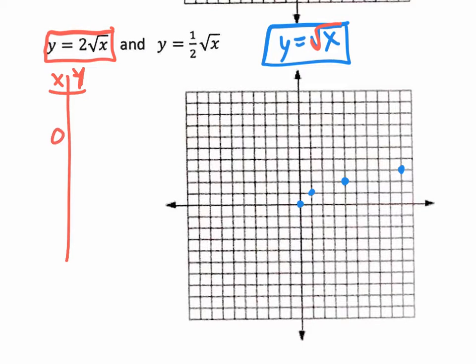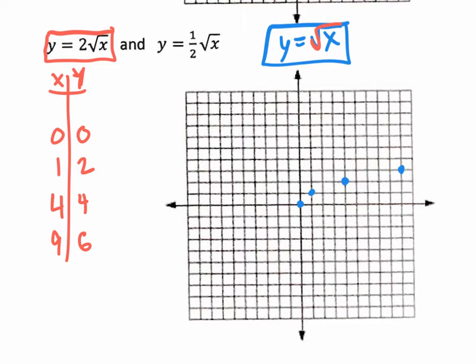So if you plug in 0, the square root of 0 is 0. And 0 times 2 is still 0. Okay. When I plug in a 1, what is the square root of 1? 1. And then 1 times that new a value of 2. What's 1 times 2? 2. When I plug in the perfect square number 4, the square root of 4 is 2. 2 times 2 is 4. Last but not least, the square root of 9 is 3. So let me input 9. Square root of 9 is 3. 2 times 3 is 6.